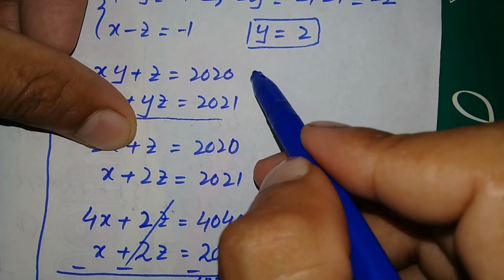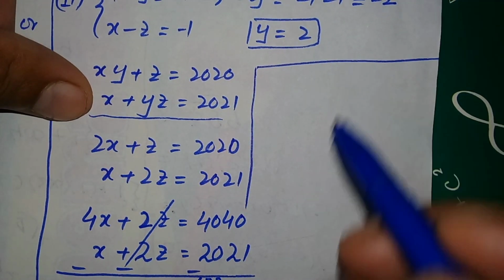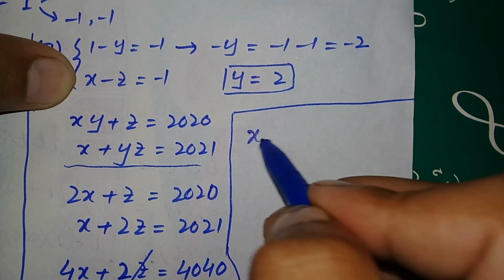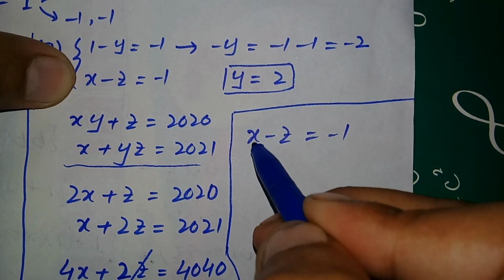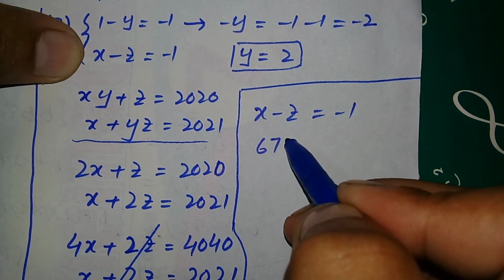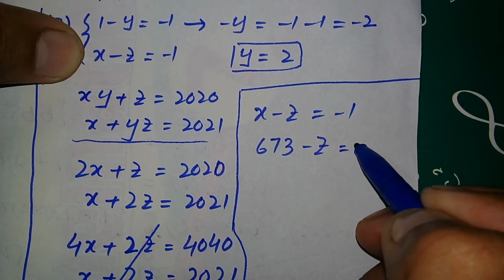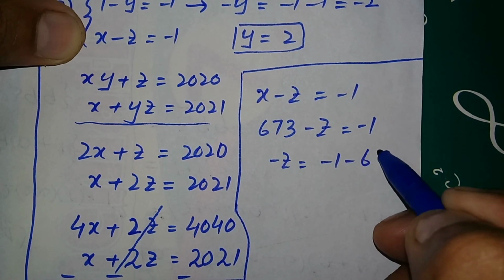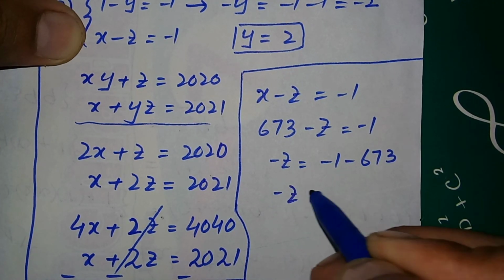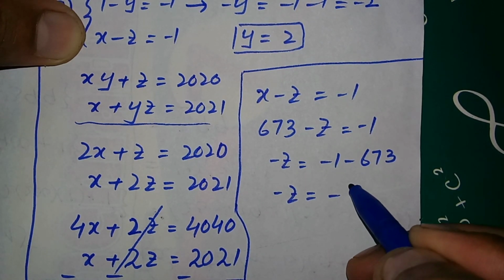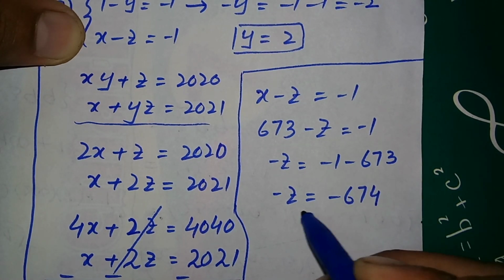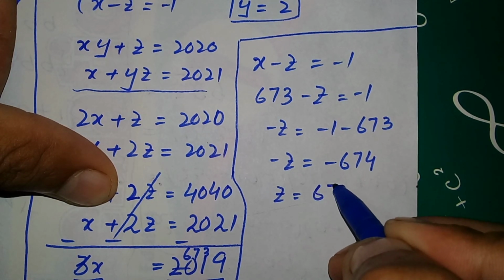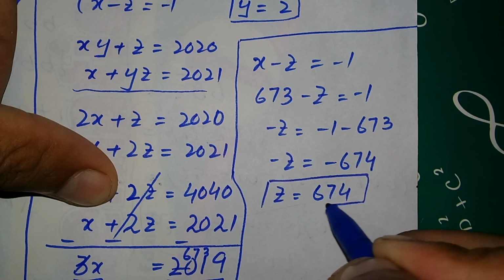Now, to find the value of z, we will put the value of x in this equation. First we will write this equation, that is x minus z is equal to minus 1. So the value of x is 673, minus z is equal to minus 1. So it will become minus z is equal to minus 1 minus 673, so it will become minus 674. We will multiply both sides with a negative sign, so it will become z is equal to 674, which is the required value of z.